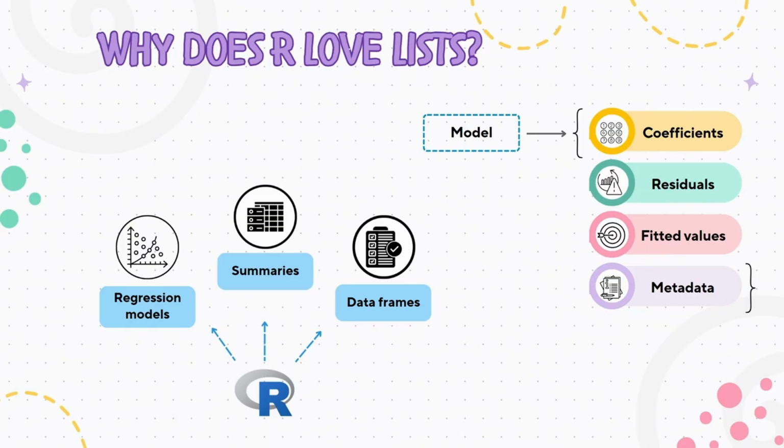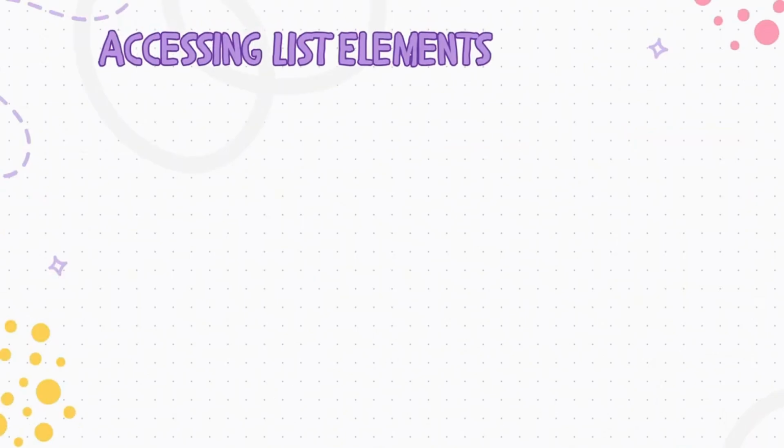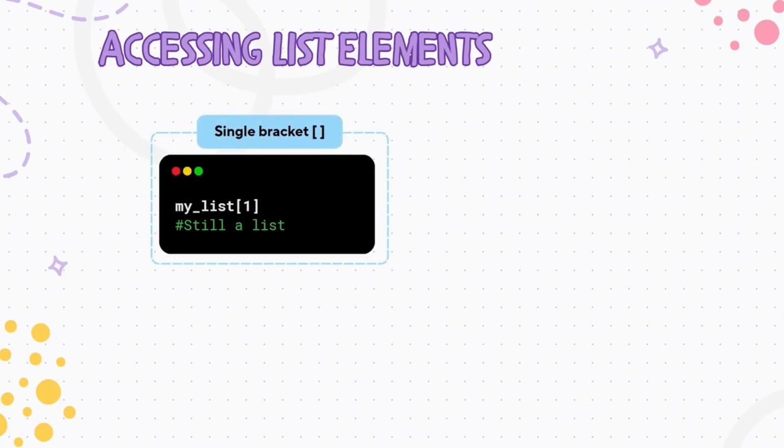So, to know more about lists, let's talk about accessing list elements. In R, you have 2 ways of accessing a list element. Technically, it's one way to access the actual element, and another way to access a sublist. First, we have the single bracket. Using a single bracket followed by an index position on a list returns a sublist. So my list with the square bracket 1 would return a sublist which contains the first element inside the list.